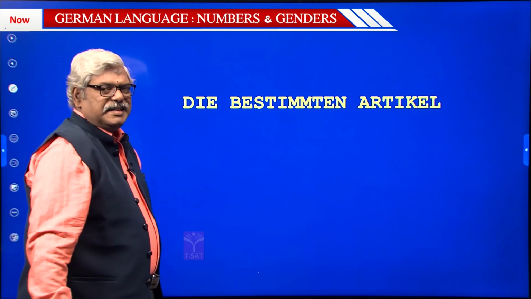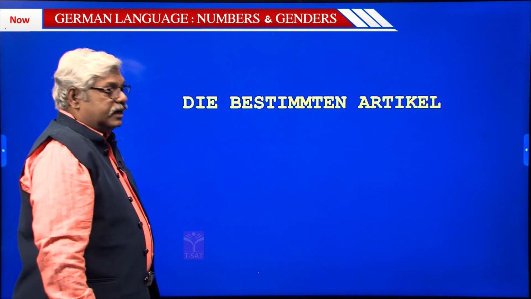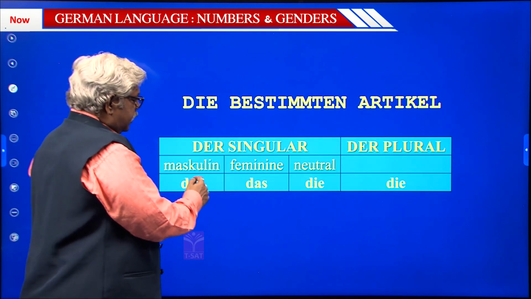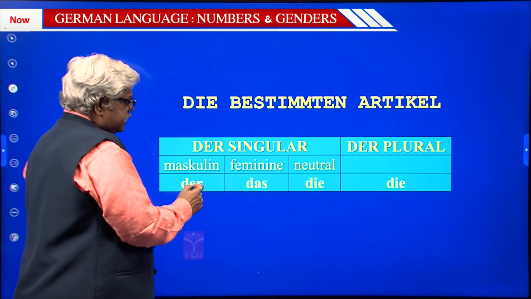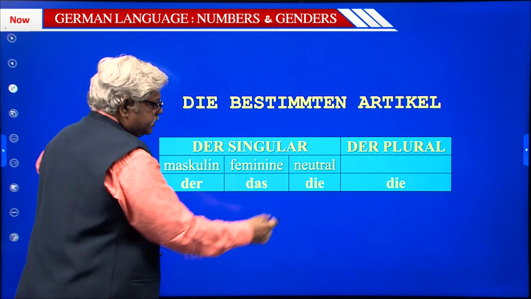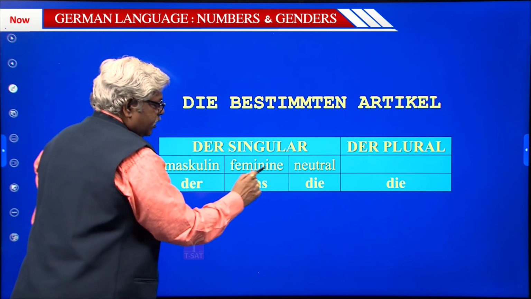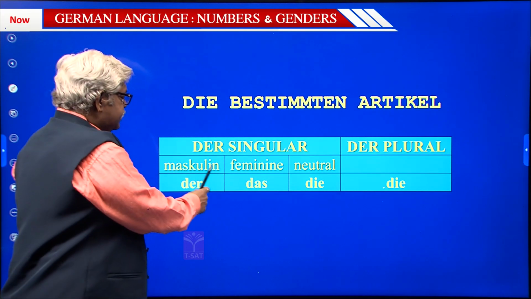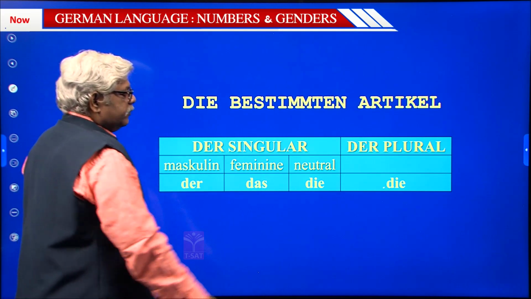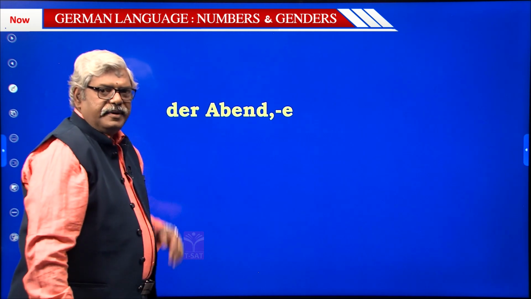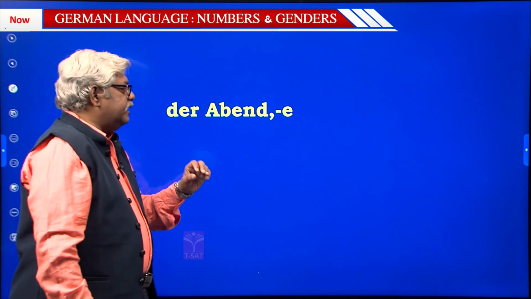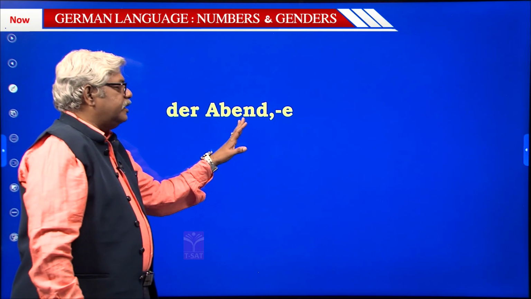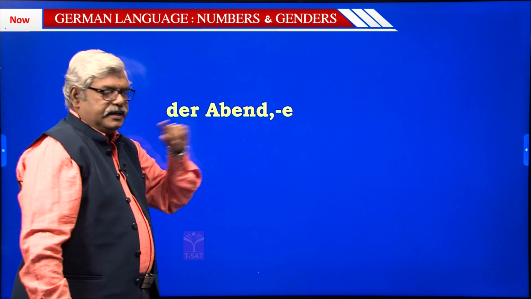We call them the bestimmten Artikel, meaning definite articles. So in the table, you find how they are actually given. Masculine is der, feminine is die, neutral is das, and a common plural for all three of them is die. Let us now quickly see some examples. I have selected only a few examples for you just to have an idea. I will pronounce the word and the meaning.